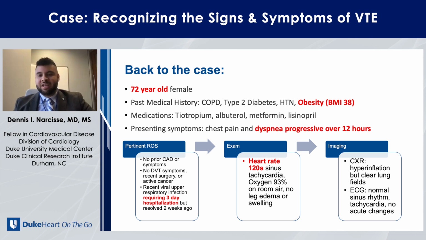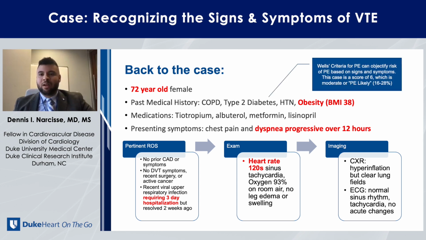One note here is that she had normal EKG, and that is the most common presenting EKG of patients with pulmonary embolism. Often, the S1, Q3, T3 is correlated with pulmonary embolism on EKG, but is a very rare finding. And so if we calculate her Wells criteria for PE, we can objectively say that PE is likely in this case and further testing would be warranted.